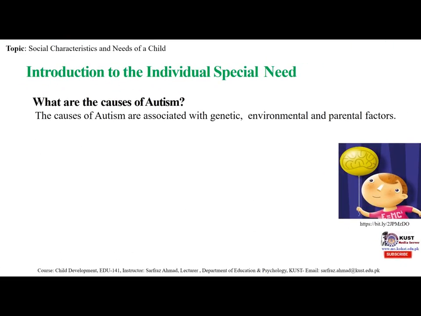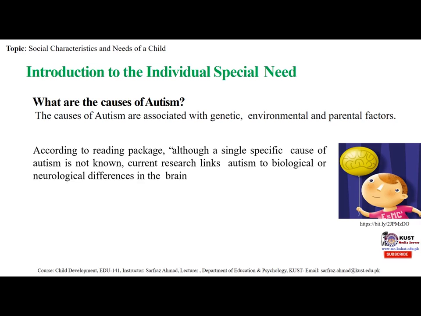Then what are the causes of autism? When any individual faces some disorder or disease, there may definitely be some causes behind that. So the causes of autism are associated with genetic, environmental, and parental factors.